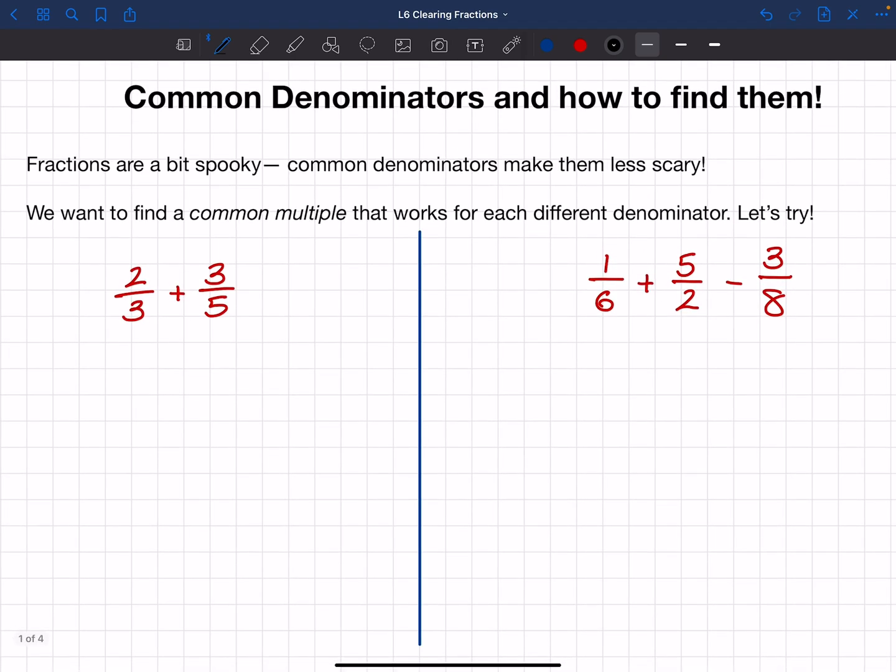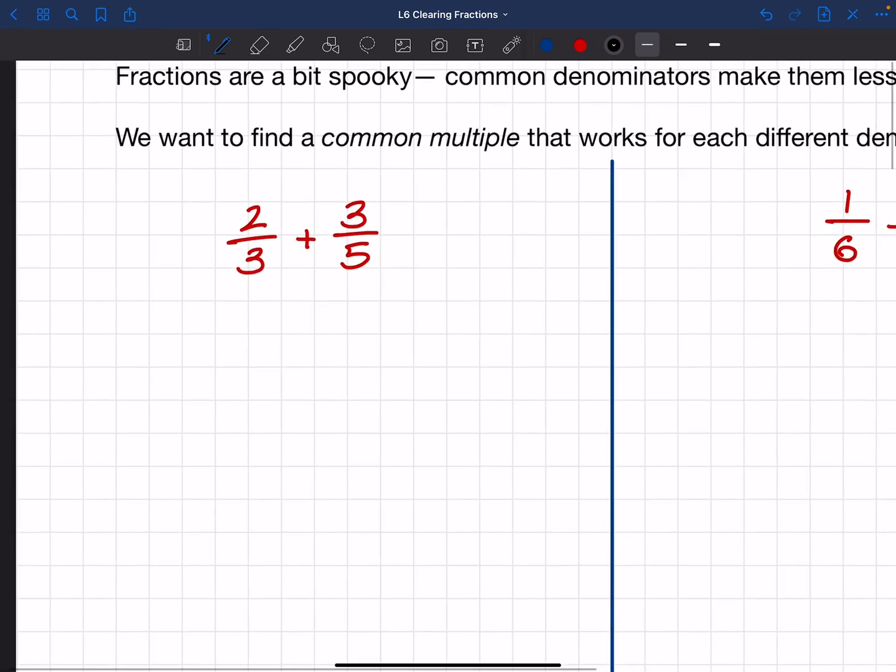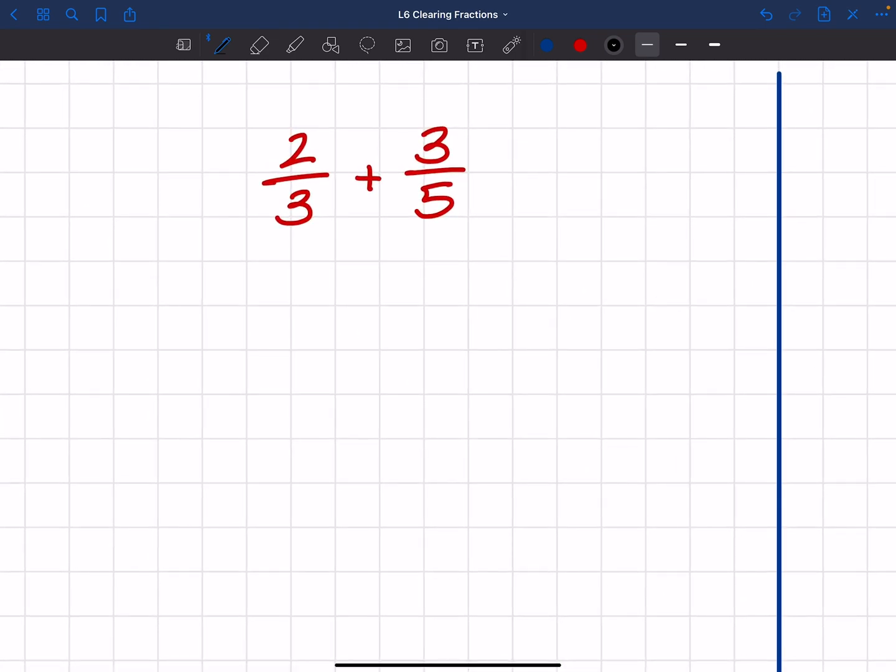So first off, we're going to be using a thing called a common denominator. Fractions are spooky. Common denominators are kind of our key to make them significantly less awful to work with. So what we're going to do is find a common multiple that works for each different denominator. Let's say that I had a problem that looked like this: 2/3 plus 3/5.